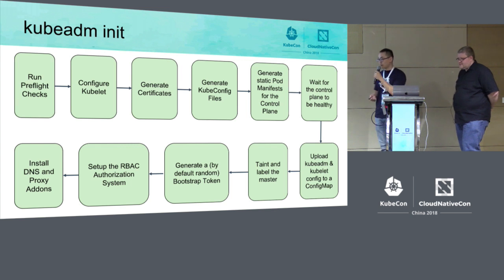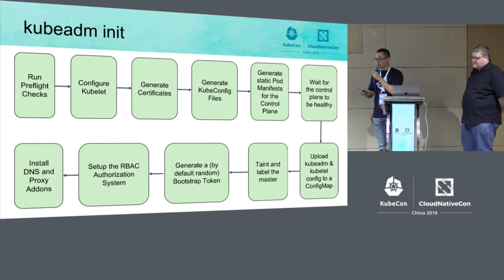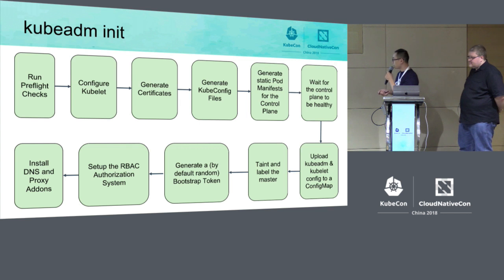And later, kubeadm will wait for the whole control plane to be ready, because if the control plane is not working, the later steps will not go on. So when the control plane is ready, here the control plane includes the API server, the controller manager, and the scheduler. And kubeadm will expect all these three components to be ready. And next, when they are ready, we can go on. It will try to upload the kubeadm and the kubelet config to a config map.